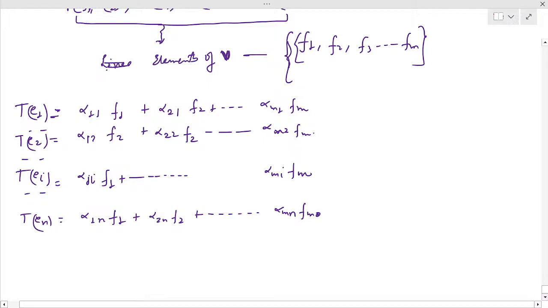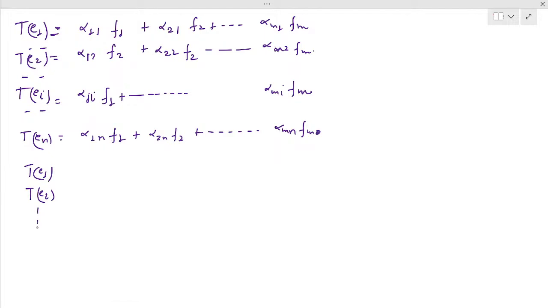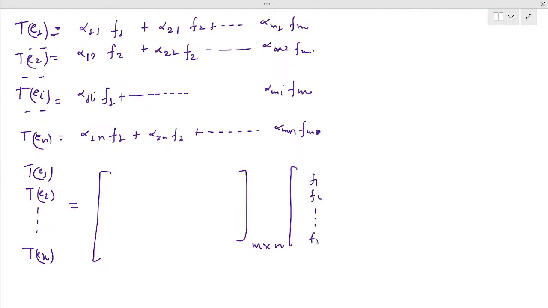So if I want to relate it in terms of matrices, what will happen? I can say that this T applied to all these things is equal to some matrix, which will be an m by n matrix, times F1, F2, F3, ..., Fm. Is that clear or not clear? Please let me know.